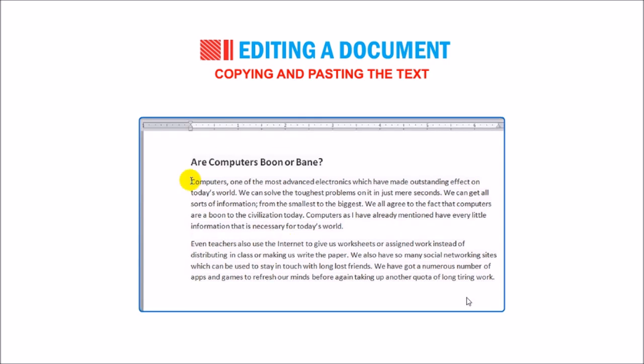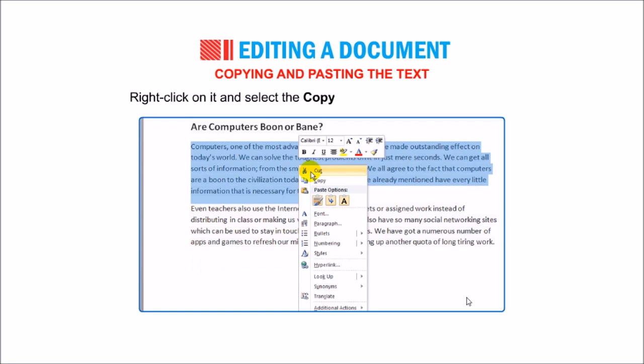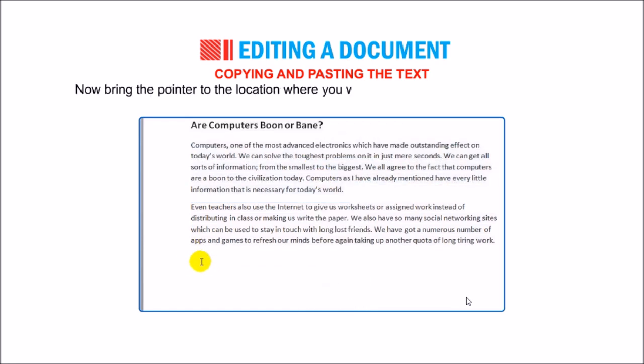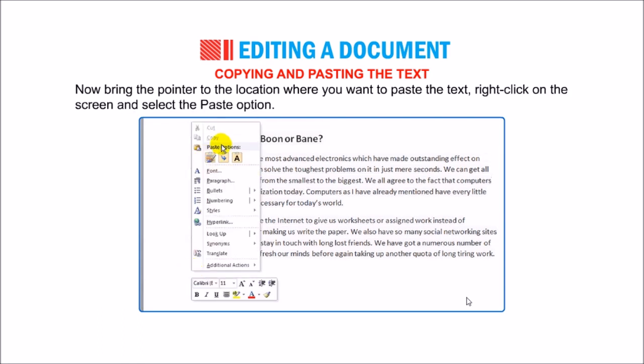Select the text you want to copy. Right-click on it and select the Copy option from the shortcut menu. Now bring the pointer to the location where you want to paste the text. Right-click on the screen and select the Paste option.